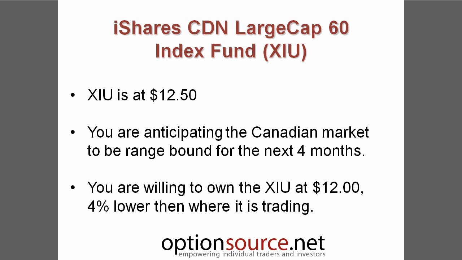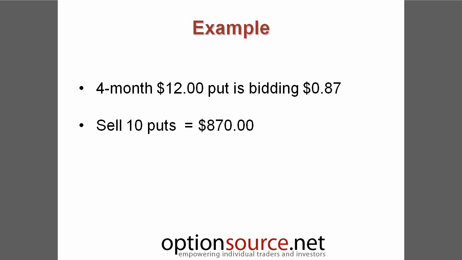So let's apply this strategy again to the iShares Canadian Large Cap 60 Index Fund, the XIU. Again, in this example, the XIU is trading at $12.50 a share. Through your analysis, you're anticipating the Canadian market to be range-bound for the next 4 months, with a downside range of $12, or roughly 4% lower than where the market is today. So our objective is to generate some income while we wait for the markets to turn around. When we look at the 4-month $12 strike price, it's bidding at 87 cents per share.